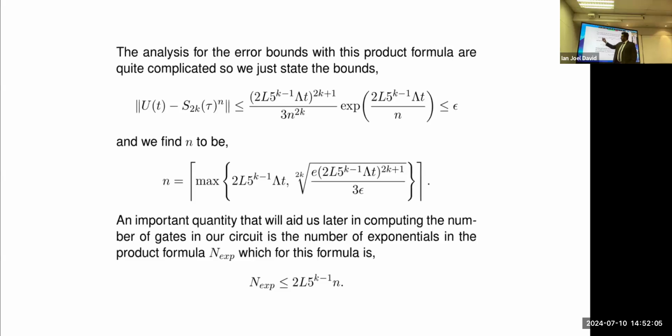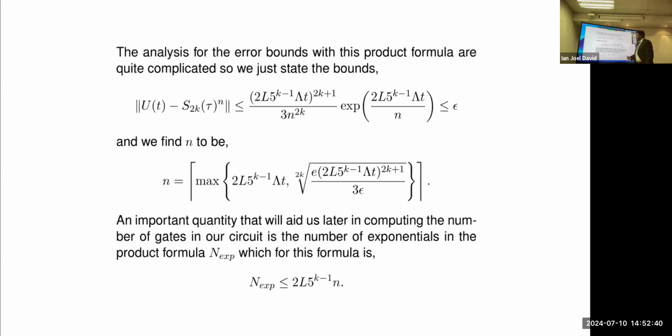The difference between the time evolution operator and our Trotter-Suzuki 2kth order formula for some n to the power n is going to be given by this bound here, where lambda is again the maximum of the norms of each of the individual terms in our Hamiltonian, and L is just the number of terms in the Hamiltonian. Okay, and through some rigorous analysis, they also found that this n is going to be given by the ceiling function of the maximum of either of these two quantities here. As I said, this is a very complicated proof, so I won't talk about it here.